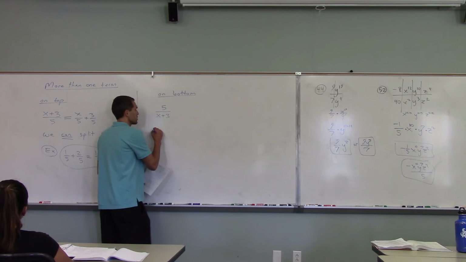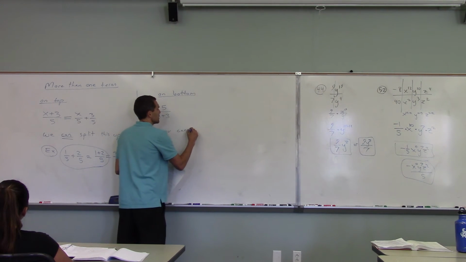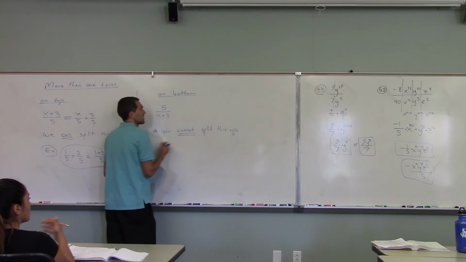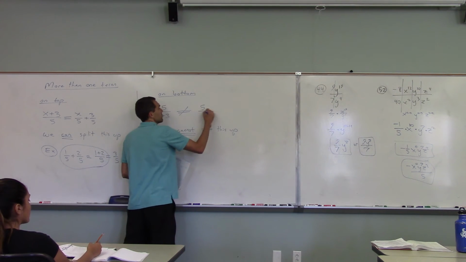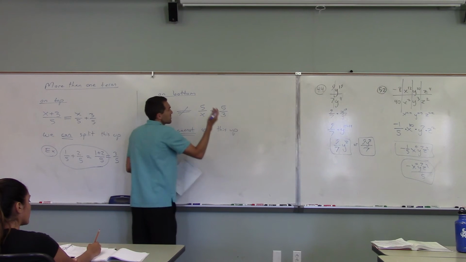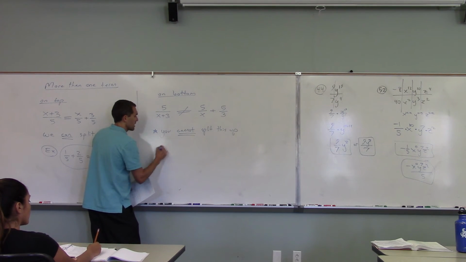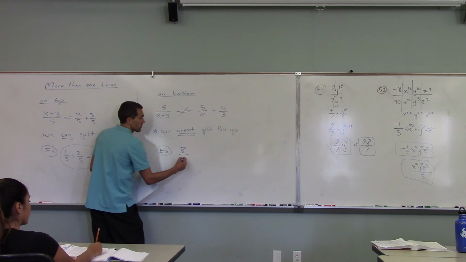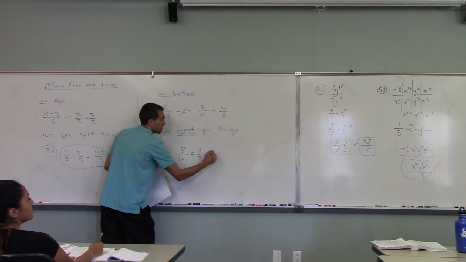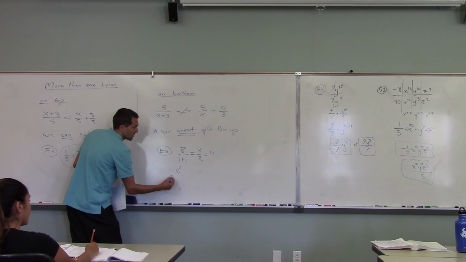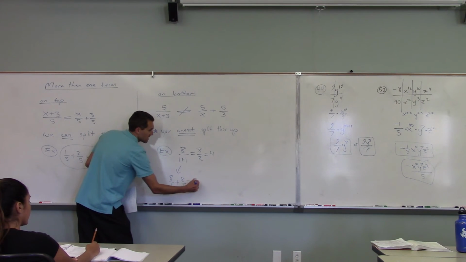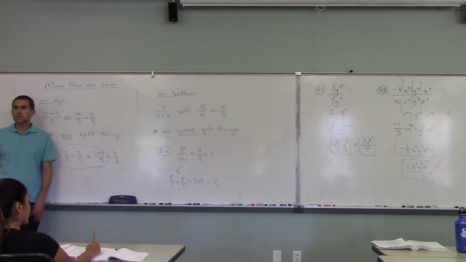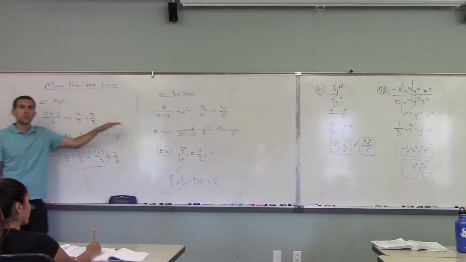But this one, really important, remember, you cannot flip this up. This is absolutely not equal to 5 over x plus 5 over 3. A simple, quick example: let's look at 8 over 1 plus 1. That should be 8 over 2, which is 4. If we were to split this up, we'd get 8 over 1 plus 8 over 1, which is 8 plus 8, which is 16. Not the same. So just a quick example: you cannot split it up when it's on bottom. You can split it up on top.